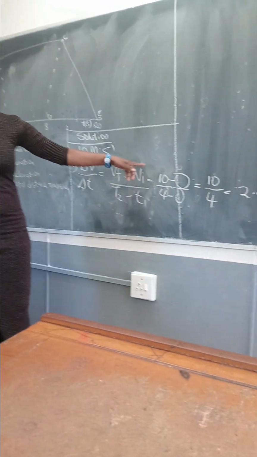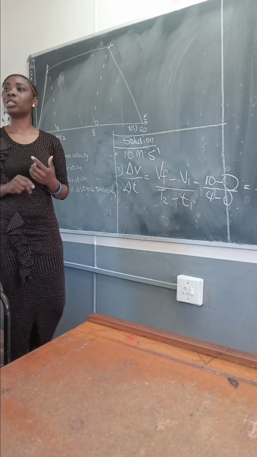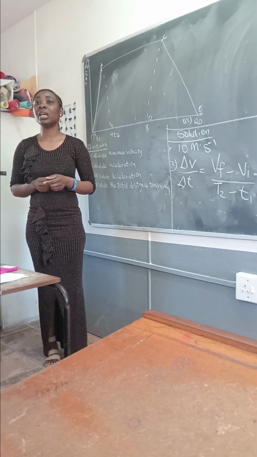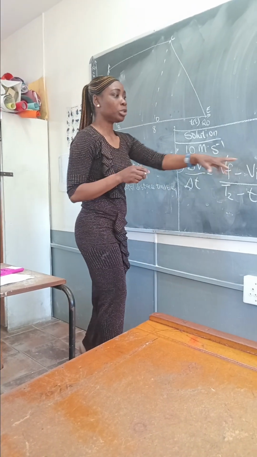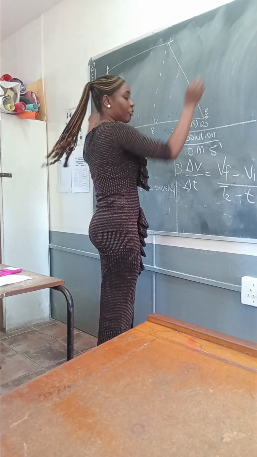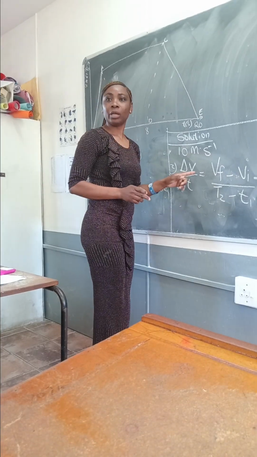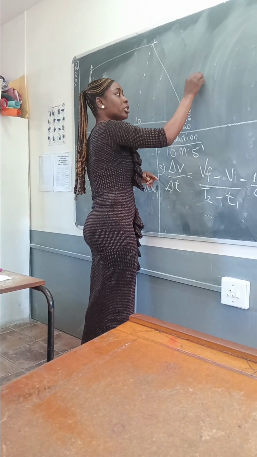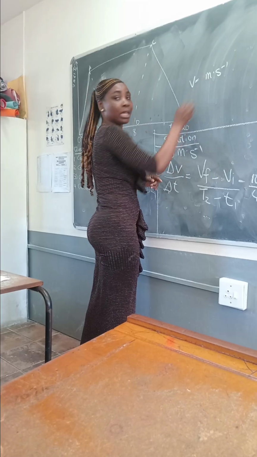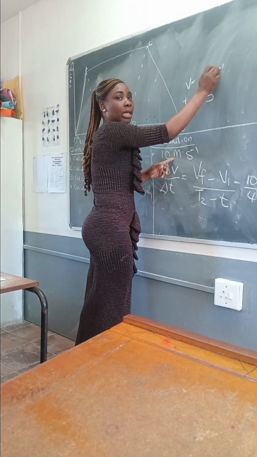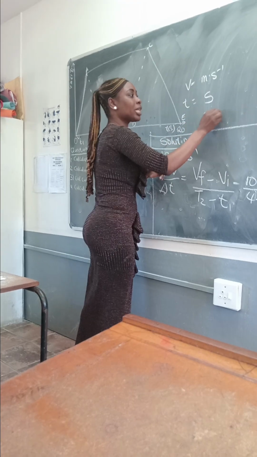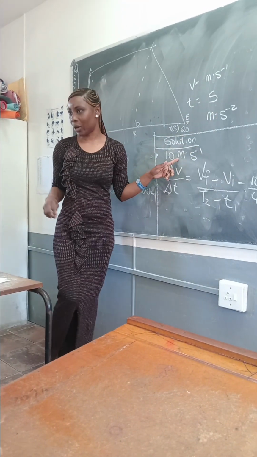Why do we say second squared? Because we are calculating acceleration, which is a vector quantity. They have magnitude and direction. So how did you arrive at meters per second squared? Look at the solution, delta V over delta T. Velocity is measured in meters per second, and time is measured in seconds. Meters per second divided by seconds, we're going to have meters per second squared.